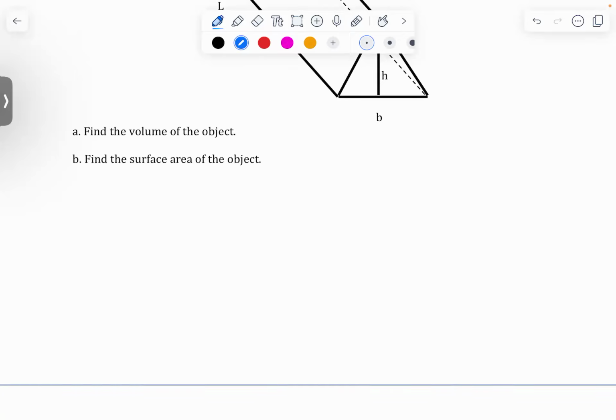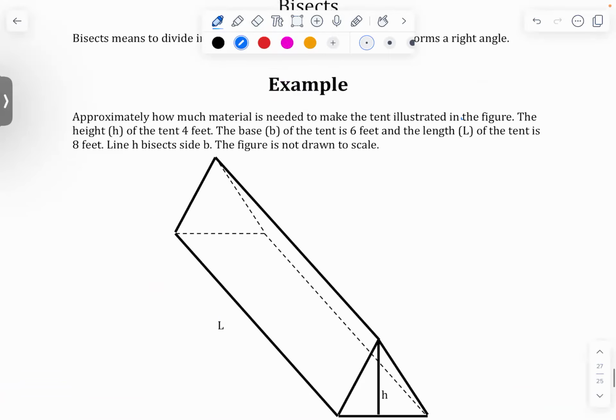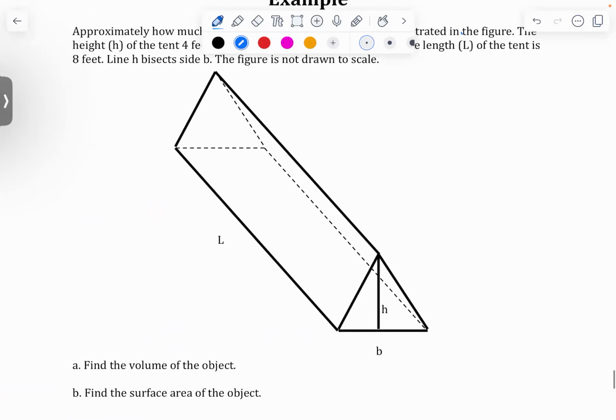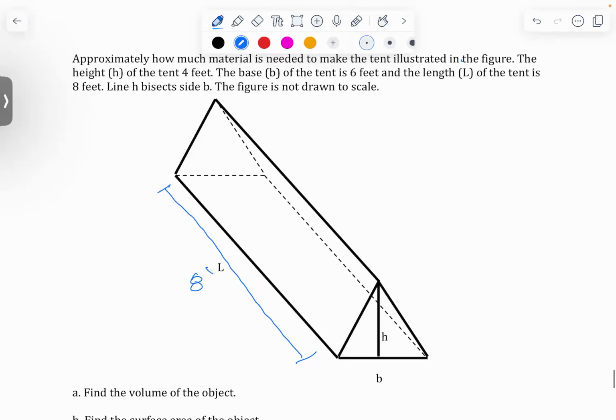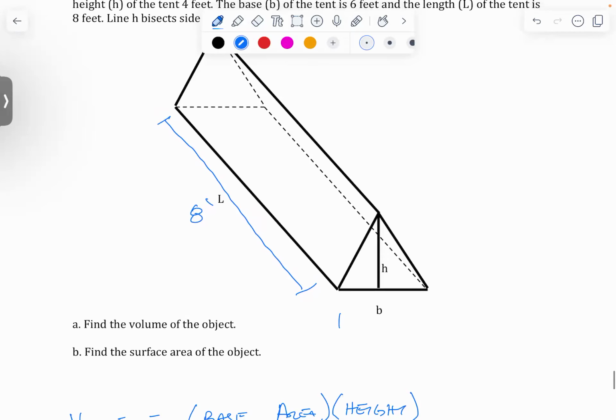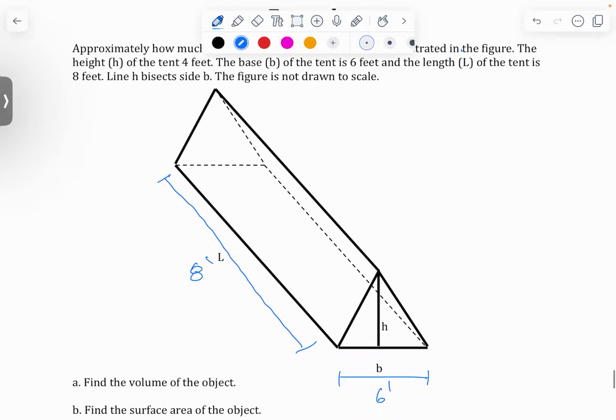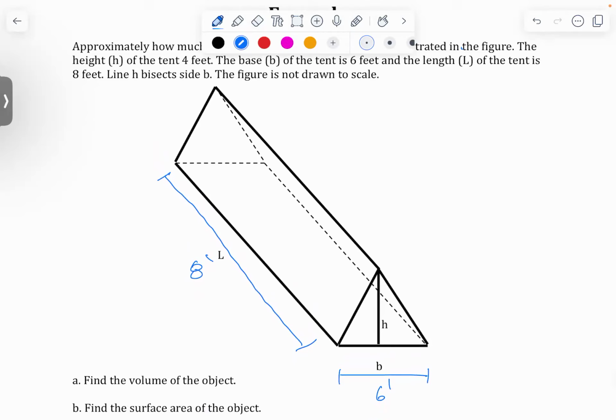Once again, this is not a shape we're familiar with. But volume is still just base area times the height. So let's put our units on there. Length L, 8 feet. So that whole distance there is 8 feet. Base B, 6 feet. Notice, not drawn to scale. Height H is 4 feet.